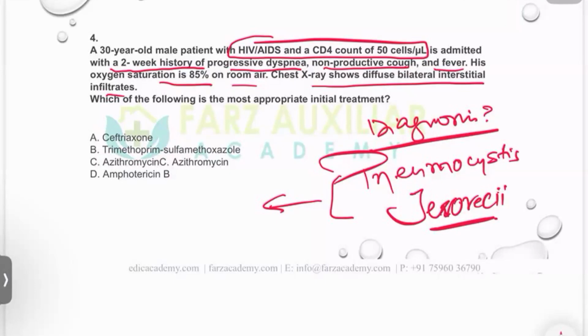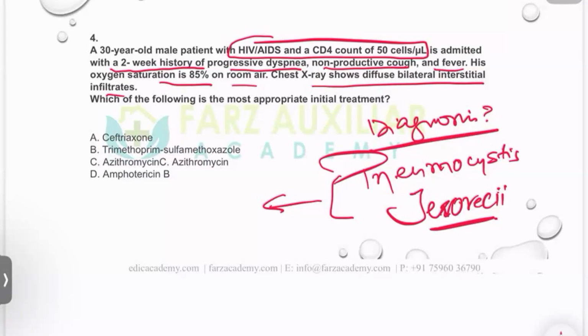BAL culture. It will not show a high yield in the normal sputum culture. PCR. Okay, PCR. That is a long haul. Silver staining, bronchoscopy. Yes, somebody is talking good.